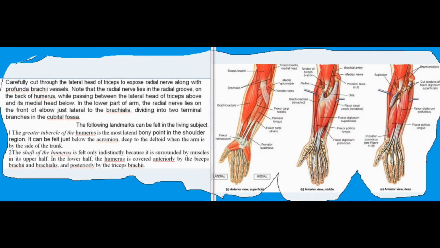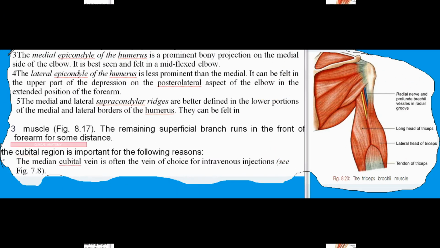The following landmarks can be felt in the living subject. 1. The greater tubercle of the humerus is the most lateral bony point in the shoulder region. It can be felt just below the acromion, deep to the deltoid, when the arm is by the side of the trunk. 2. The shaft of the humerus is felt only indistinctly because it is surrounded by muscles in its upper half. In the lower half, the humerus is covered anteriorly by the biceps brachii and brachialis, and posteriorly by the triceps brachii. 3. The medial epicondyle of the humerus is a prominent bony projection on the medial side of the elbow. It is best seen and felt in a mid-flexed elbow.